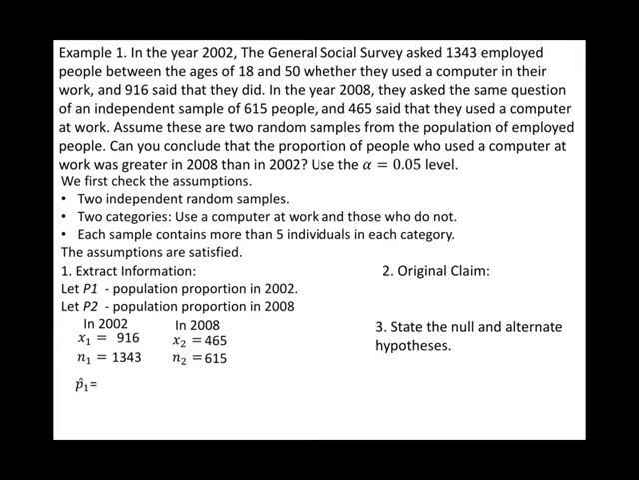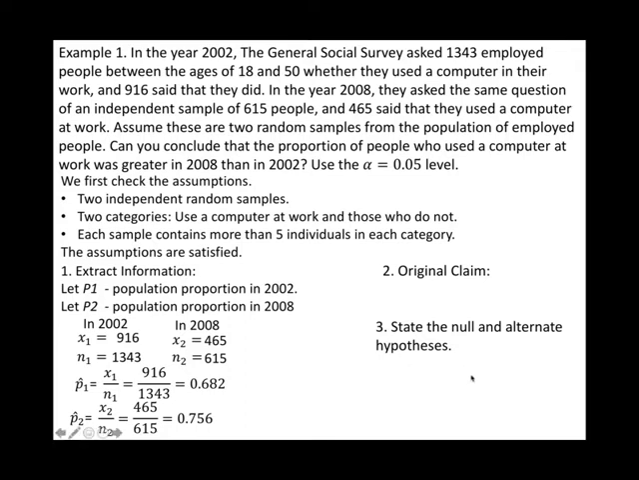Okay, now we're gonna find out what is my sample proportion 1 and the sample proportion 2. So I will use the formula x1 over n1. You should get 0.682. Okay, try to find the sample proportion 2 here. Check your work. You should get 0.756.